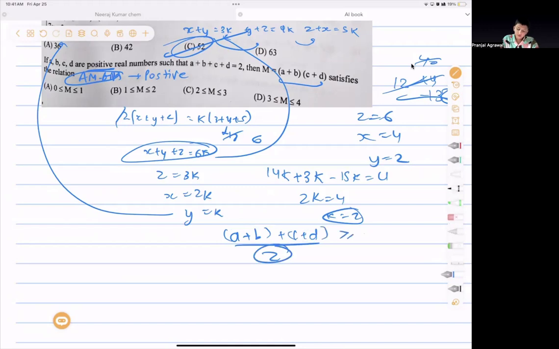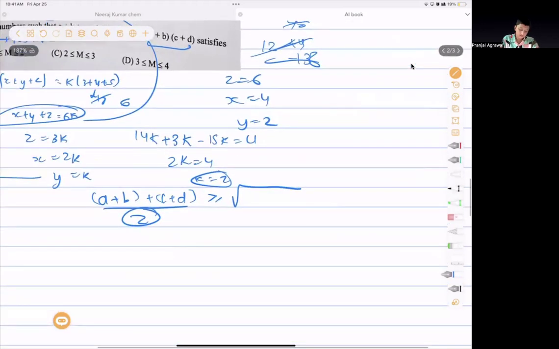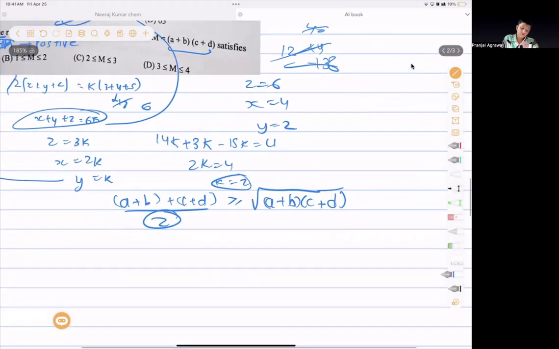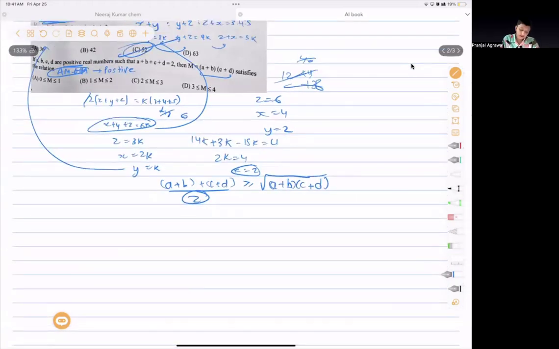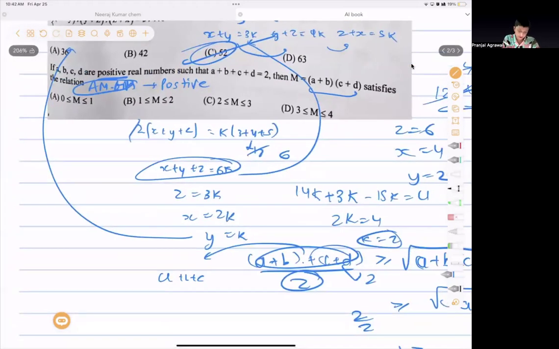ग्रेटर एंड इक्वल टू रूट ऑफ a plus b c plus d. Right? Now with this we have a plus b. This is technically what? A plus b plus c plus d. So this is 2. So 2 upon 2 is less than a plus b plus c plus d. So this is what? 1 is less than this. But, and this is but, these are all positive. So this will also be positive. तो answer A हो जाएगा. खत्म.